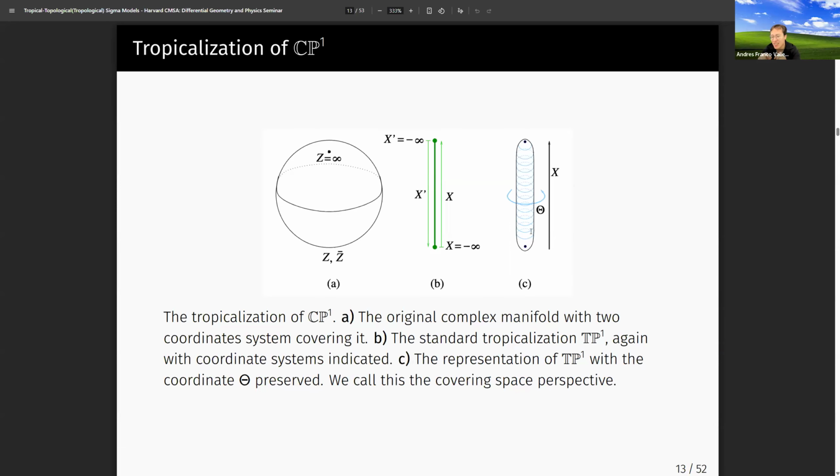And we're going to see that this foliated manifold picture that we call the covering space perspective is going to end up being very useful in order to actually define these path intervals.